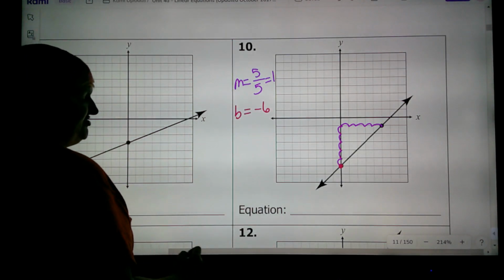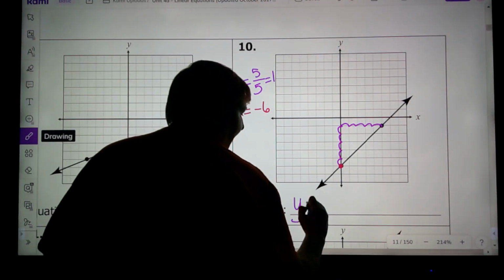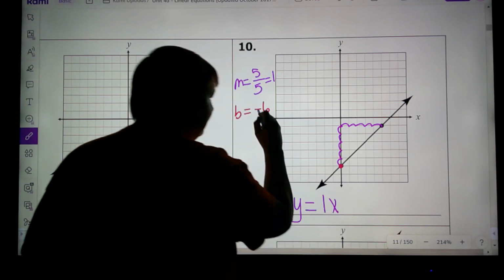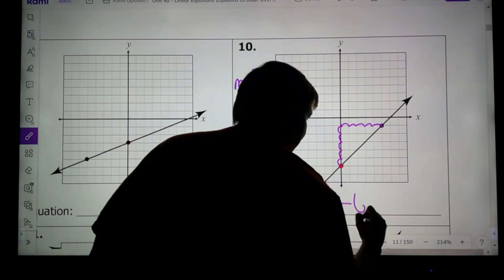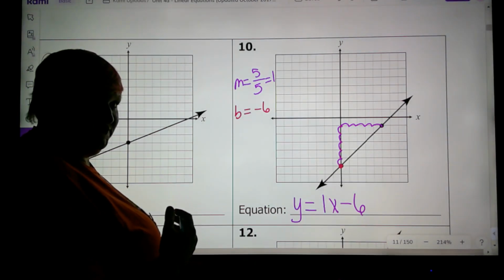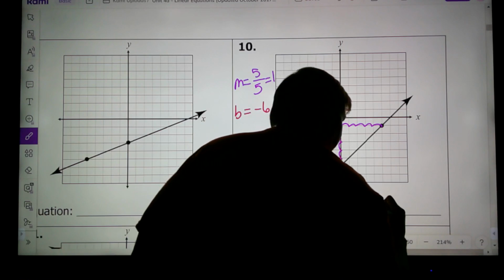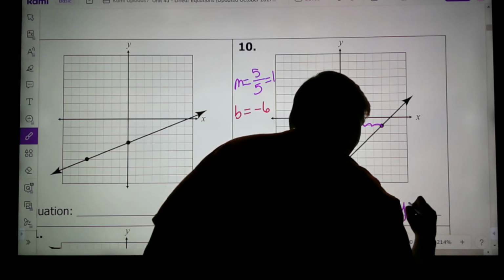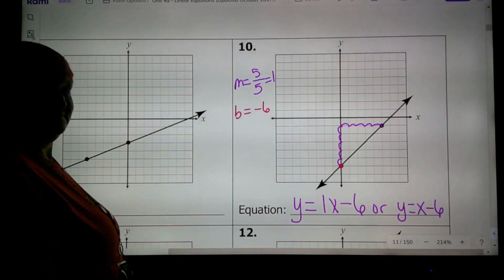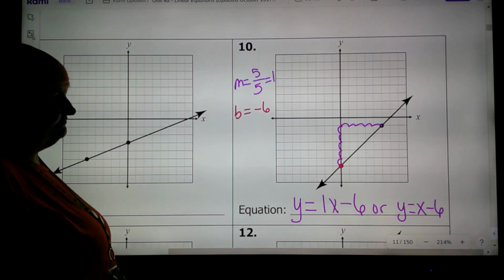So my equation is y equals mx plus b. And the 1 can be invisible. The 1 as a coefficient can be invisible. So you could put y equals x minus 6. And it would still be right. Either of those is right.